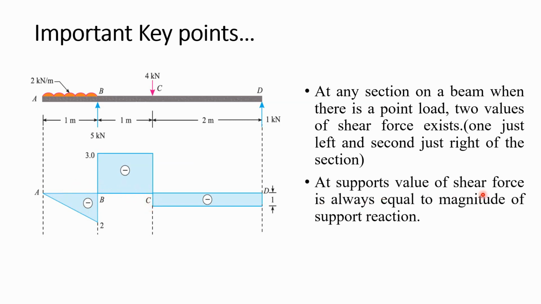At a support, the value of shear force is always equal to the magnitude of the support reaction. So definitely at point B we can observe there is a shear force value of 1 kilonewton, so there will be a support reaction acting in the upward direction. At point A the shear force value is 0, so there is no support reaction at A. But if you observe at point B, your shear force value changes from -2 to +3, meaning there is an upward force acting at point B, which indicates that at B there will be a support reaction.